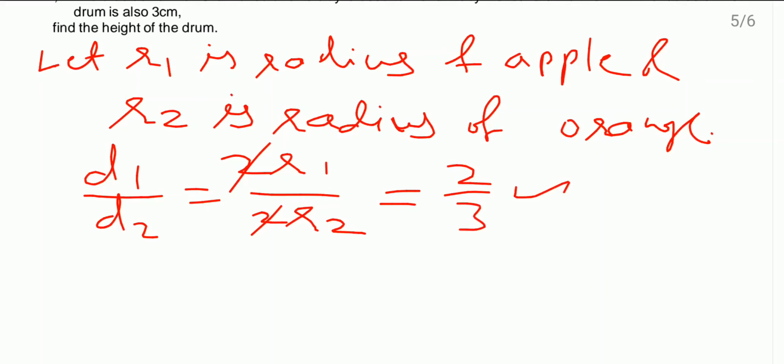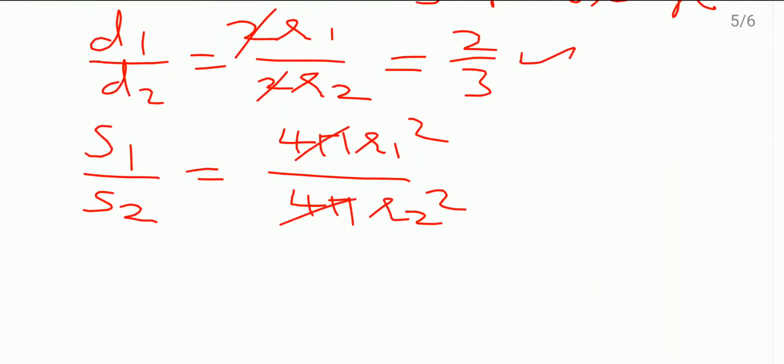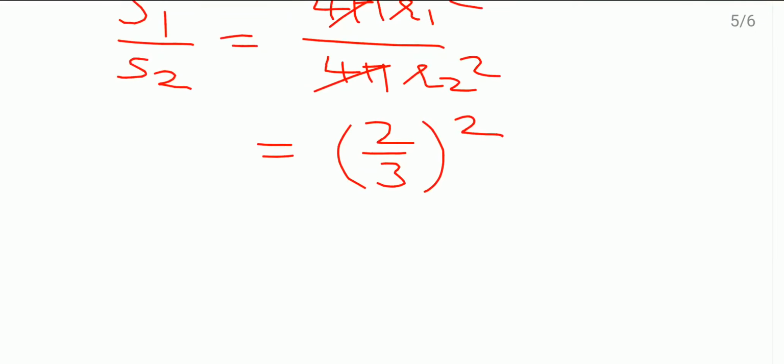Okay. Now they have asked you the surface area. So the surface area of the apple, I'll call it S1. And for the orange, I'll call it S2. So the formula is what? 4 pi R1 square by 4 pi R2 square. This 4 pi and 4 pi got cancelled, which comes as R1 by R2. That means 2 by 3, the bracket square, which comes as 4 by 9. So the ratio of their surface areas is 4 is to 9. Right? Now come to the second question.